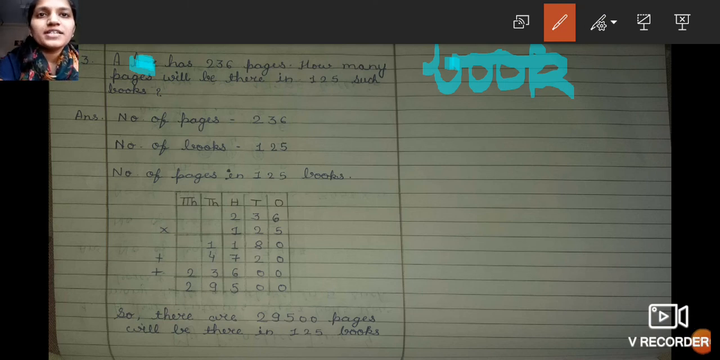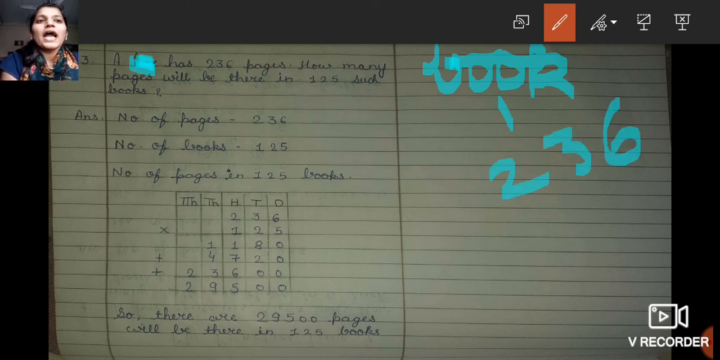So students, our next word problem is, here I have erased that word, and now the word is book, I have written here. You also write in your CW. A book has 236 pages. One book is there and it has how many pages? 236. So a book has 236 pages. How many pages will be there in 125 such books?